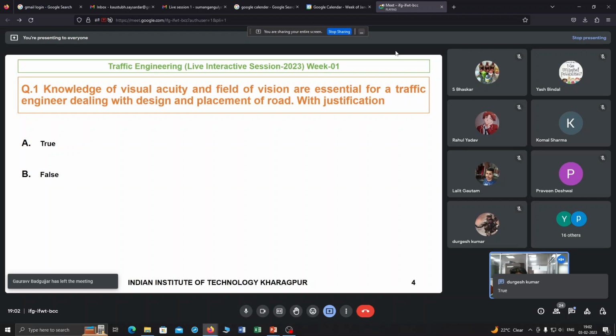Maybe you can try to see if any course on geometric design, I think it is available in NPTEL as well, so maybe you will get a better understanding.